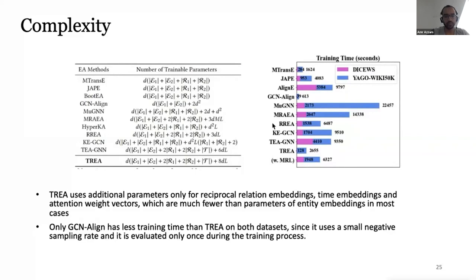As shown in this figure, by using the MML loss function, TREA has a better training efficiency than most existing entity alignment models.